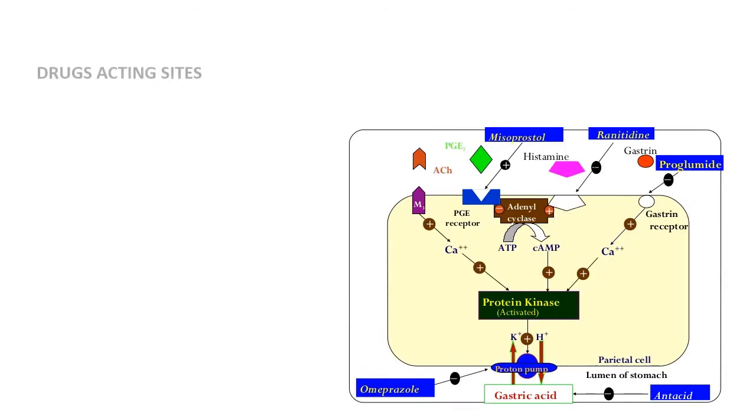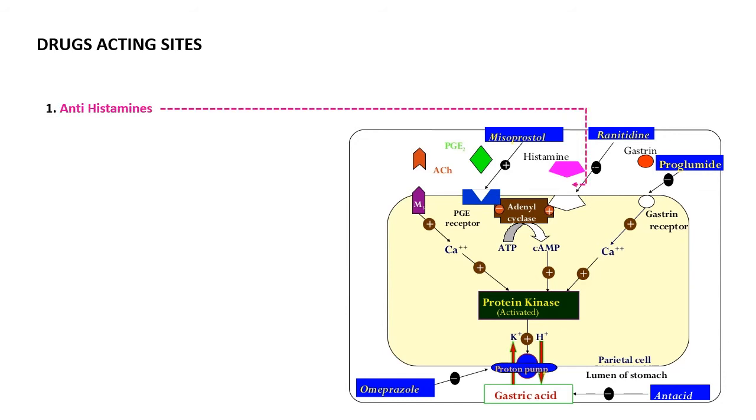Now, we will see the sites where the drugs act. Antihistamines block the H2 receptor, so that histamine coming from the ECL cell cannot bind to the receptor. Proton pump inhibitors irreversibly inhibit the proton pump. Proton pump inhibitors have high first pass metabolism.